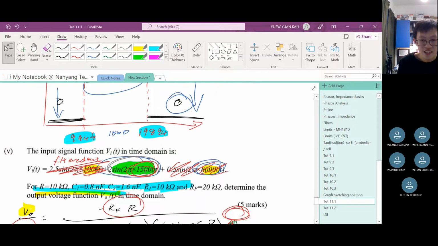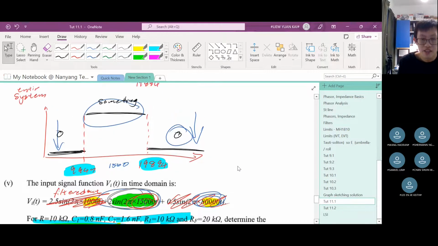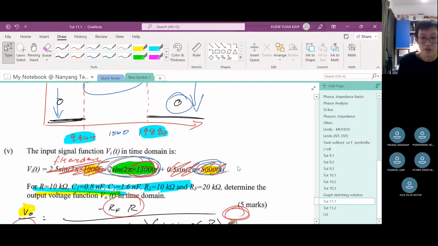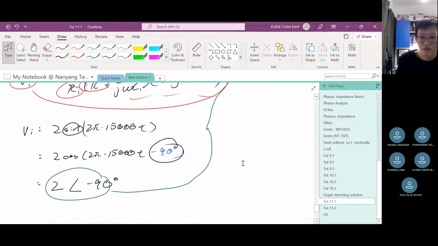Because I also want to find the cutoff frequency so that I can tell among these waveforms which will go away, which will vanish simply due to the filtering effect of the op-amp stages. Okay, so now I will move on.